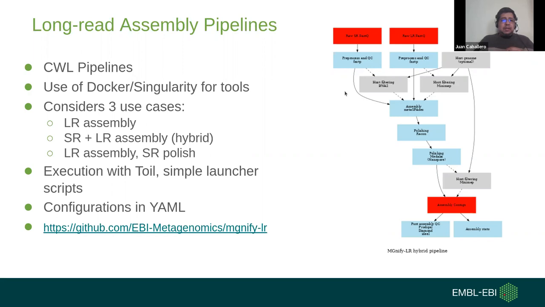And in many cases, the execution is with TOIL. In this case, we have used a bash script that is a wrapper to call all the dependencies and just turn on the pipeline, starting with everything. And in many cases, the configuration is also automatic because many of these data already have some metadata generated by the European Nucleotide Archive.